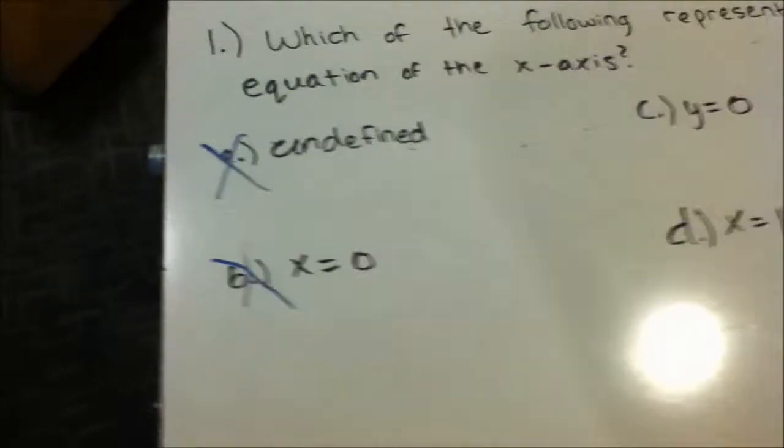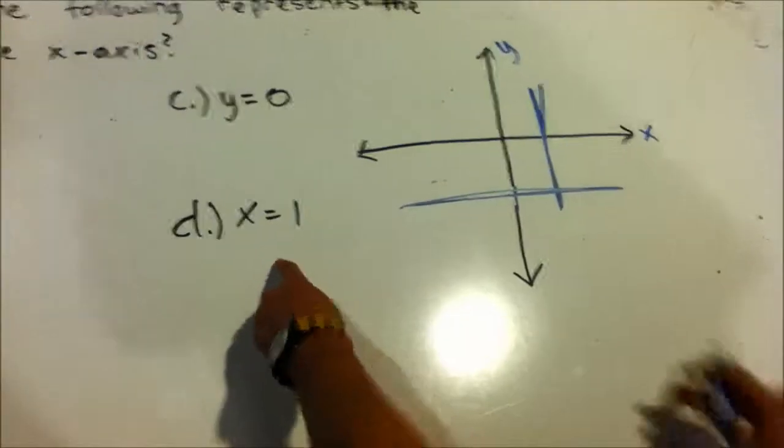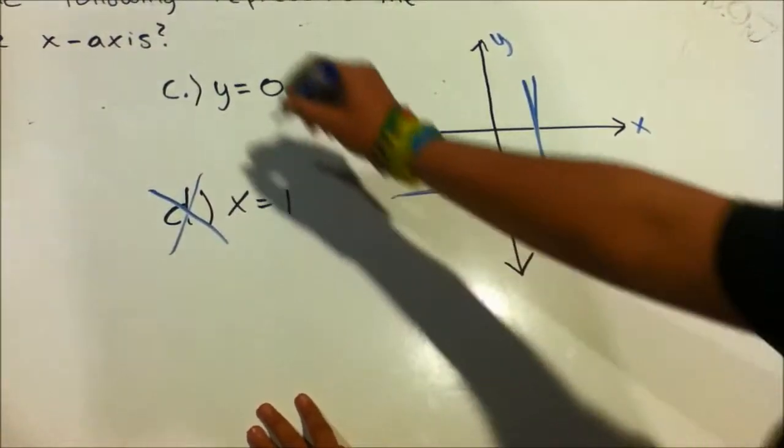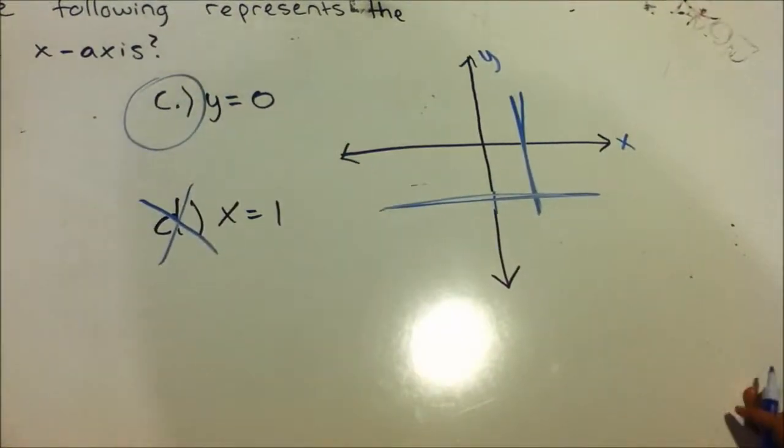Same exact thing with D. It's just a number, but it has an x. Process of elimination, we know that C is our answer.